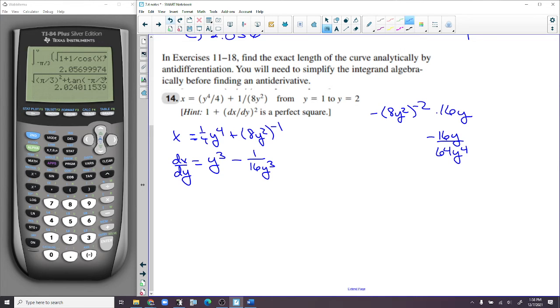Now what do we have to do? What did I mess up? Oh, not 16, 4. I'll get it eventually. There we go. Here we go. Ready? Ta-da! I got it. Now what do we have to do to this? Square it.